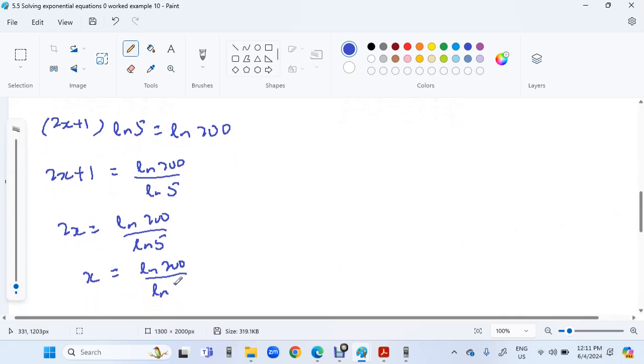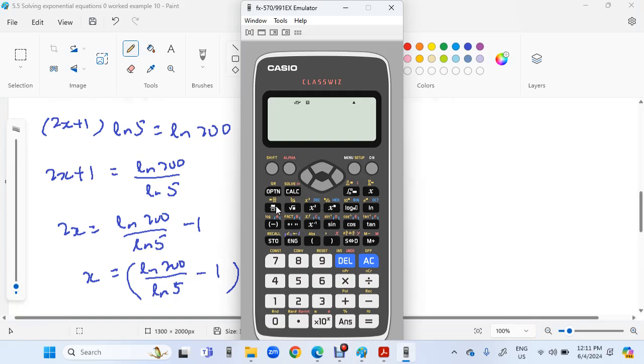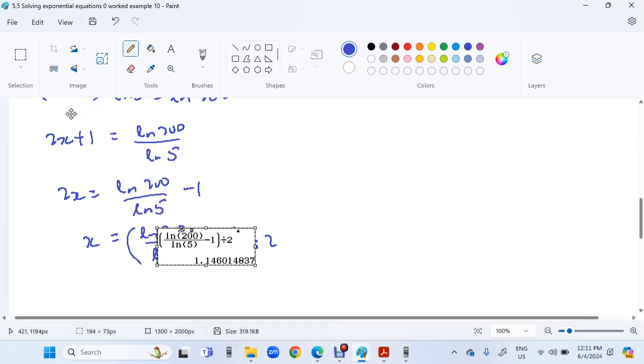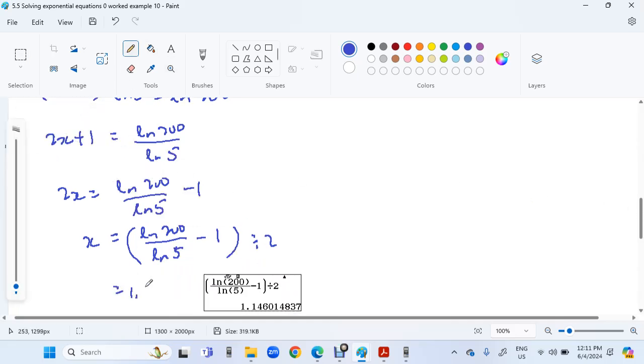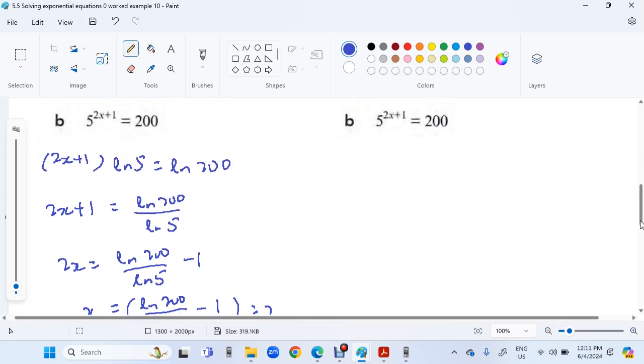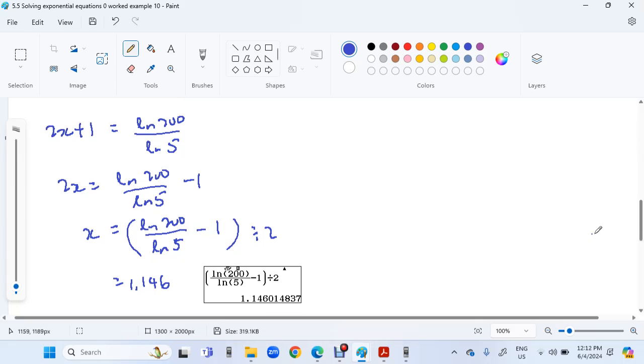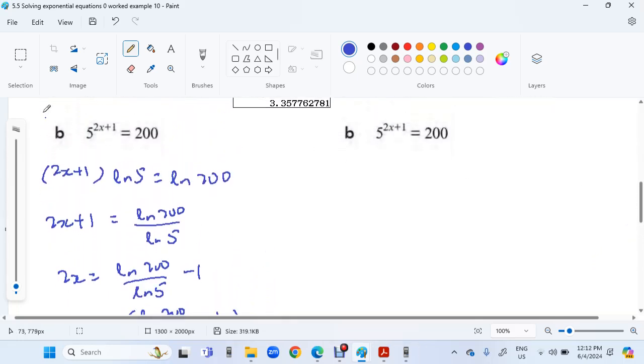Then x will be ln 200 over ln 5, divide by this one, minus 1, and the whole thing divided by 2. So we have ln 200 over ln 5, minus 1, and divide by 2. So the answer will be 1.146. This one actually I can use method number 2.